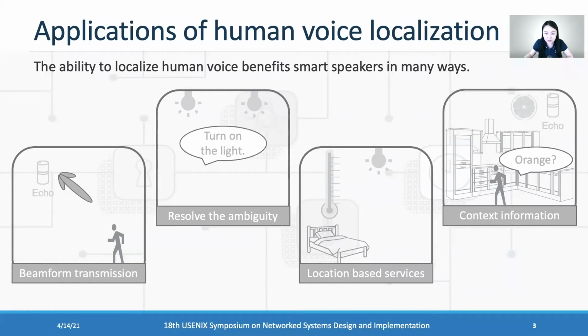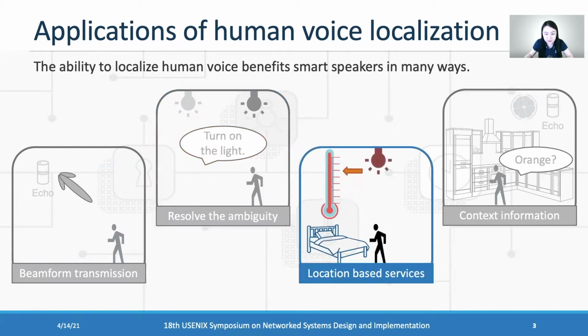The ability to localize human voice can benefit smart speakers in many ways. For example, the smart speaker can beamform its transmission towards the user, such that it enlarges the communication and sensing range. Another example is if a user says to Alexa, turn on the light, Alexa can tell which light to turn on based on the user's location.